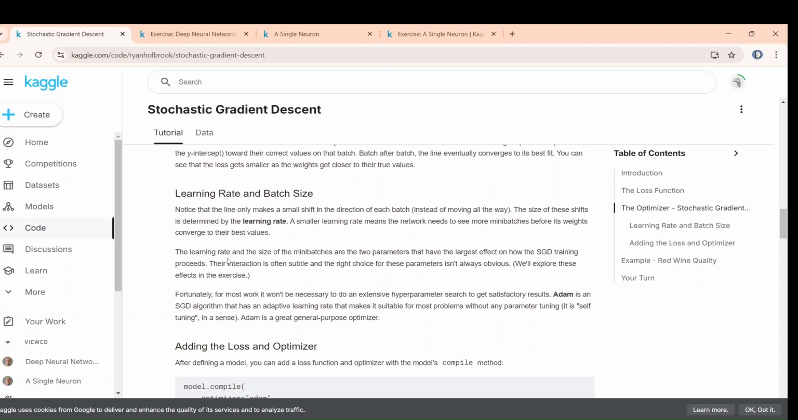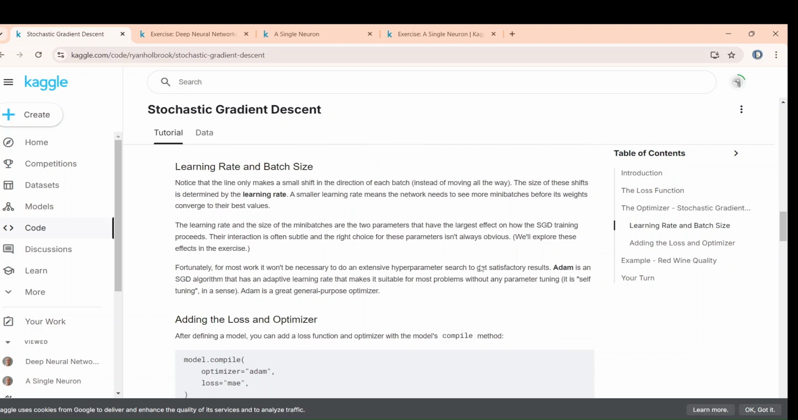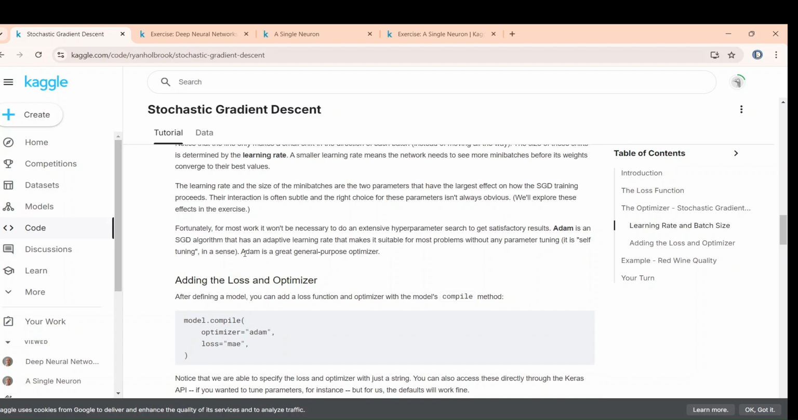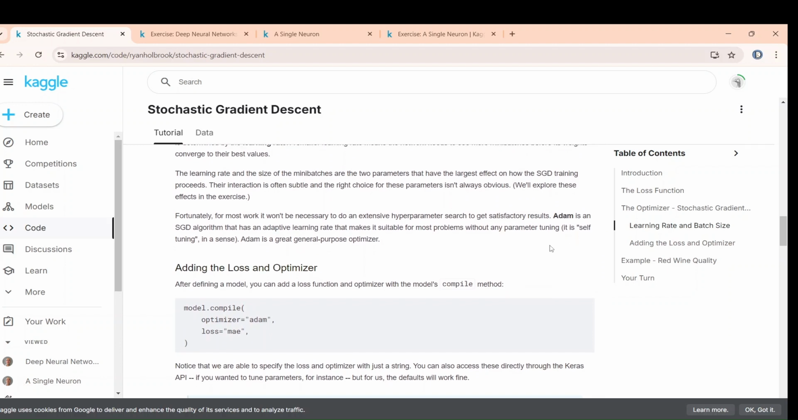Simple concept. The learning rate and the size of the mini batches are the two parameters that have the largest effect on how SGD training proceeds. The interaction is often subtle, and the right choice for these parameters is not always obvious. Fortunately, for most work, it won't be necessary to do an extensive hyperparameter search to get satisfactory results. Adam is an optimizer that has an adaptive learning rate that makes it suitable for most problems without any parameter tuning.